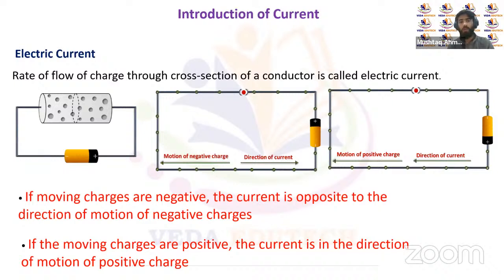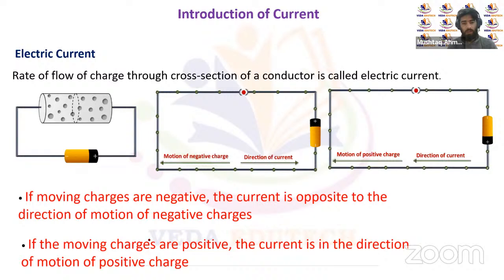So current is nothing but the net flow of charge. Whenever the net charge flows through the cross section of a conductor, we say that there is a current flowing through the conductor. In this introduction of electric current, we define electric current as the net flow of charge through a cross section in a unit time, or as the rate of flow of charge through a cross section of a conductor. That's what we call electric current.